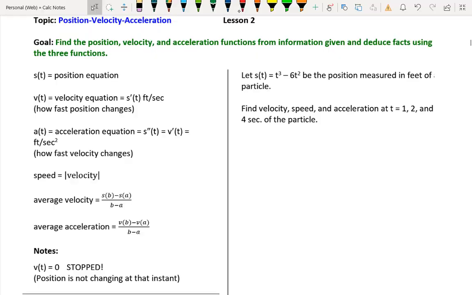All right, here we are in lesson 2. We're going to talk about position, velocity, and acceleration today. We've already talked a little bit about these, but we haven't done a lot with acceleration up to this point.